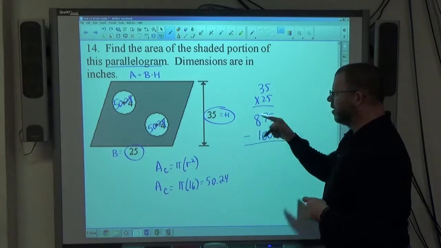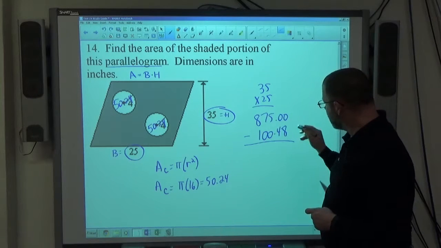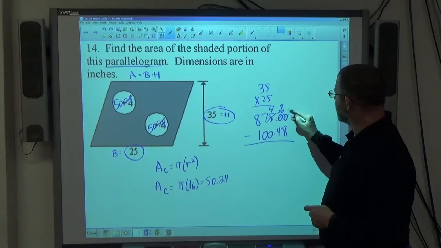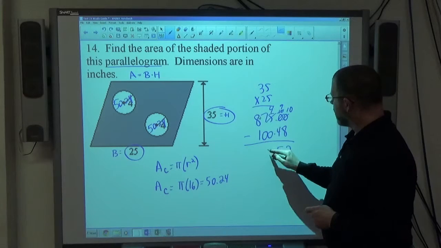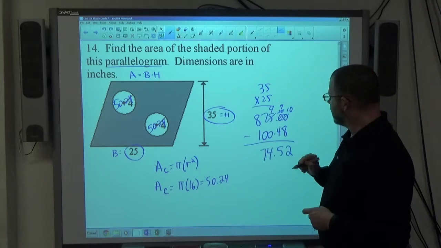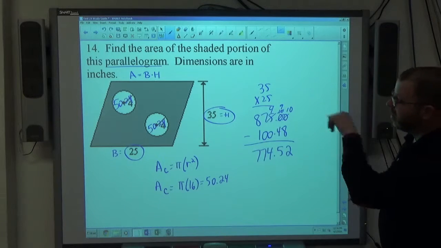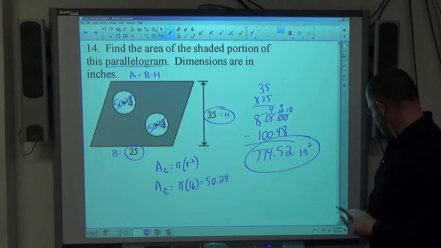We subtract the unshaded from the entire shape to get the shaded part. We have to borrow to make that happen. Make that a 4, make this a 10, reduce that to a 9, make that a 10. 10 minus 8 is 2, 9 minus 4 is 5, 4 minus 0 is 4, 7 minus 0 is 7, and 8 minus 1 is 7. So 774.52, and the unit of length is inches, so inches squared.